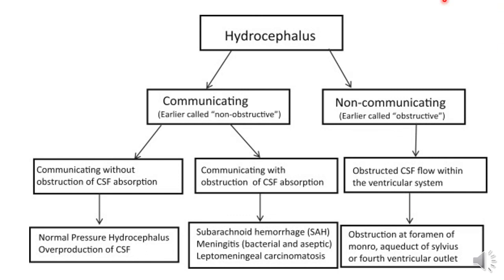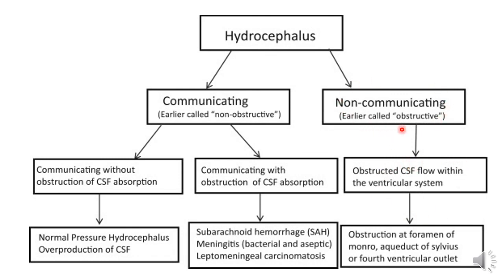The non-communicating type means that there is an obstruction of the CSF within the ventricular system, that is either in the foramen of Monro, the aqueduct of Sylvius, or in the outlet, either due to an intracerebral trauma or due to a tumor, which is an obstruction present inside the ventricles.